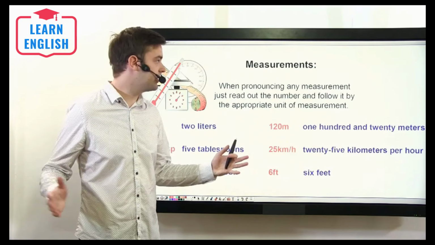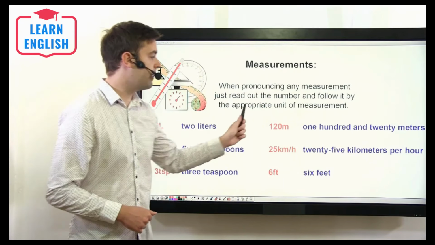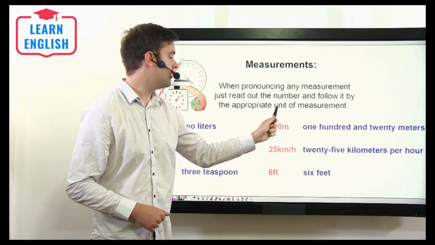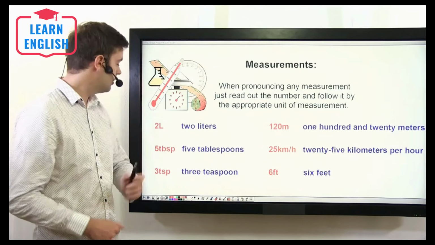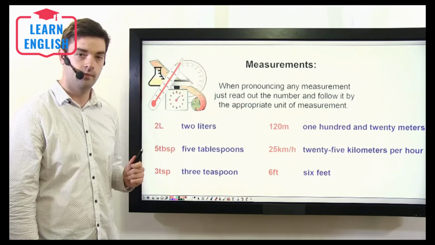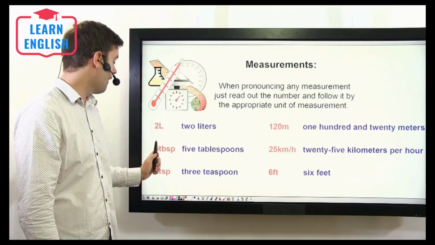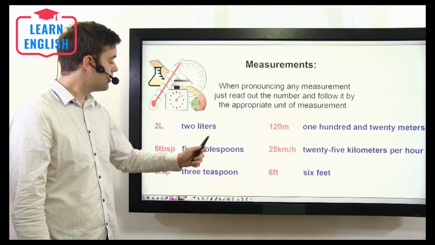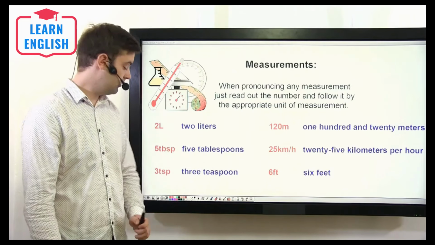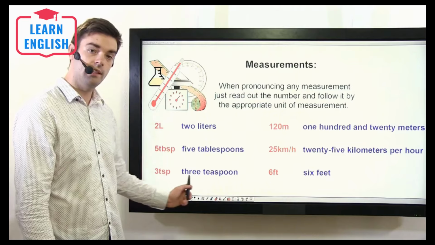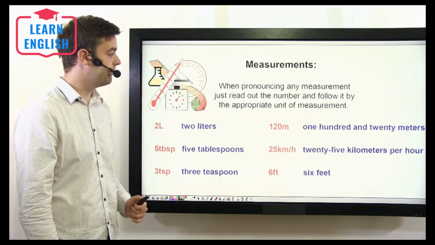How do you measure things? So, when pronouncing any measurement, just read out the number and follow it by the appropriate unit of measurement. Very easy. For example, 2 liters. 5 tablespoons. 3 teaspoons.